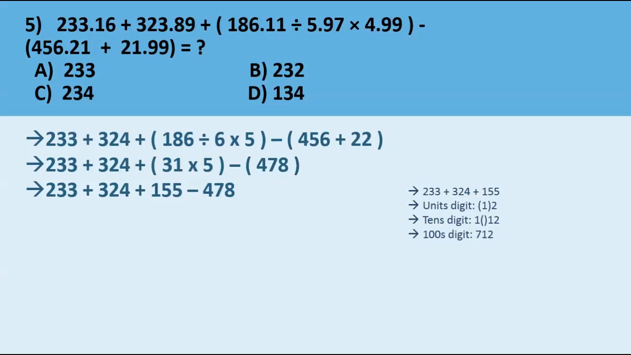Carrying out the addition of those three terms would give us 712 as the answer. So our new equation becomes 712 minus 478, which turns out to be 234. Now, checking for this answer in the options, we get option C to be the right answer. I hope the problem is clear to you. Let's see another problem.